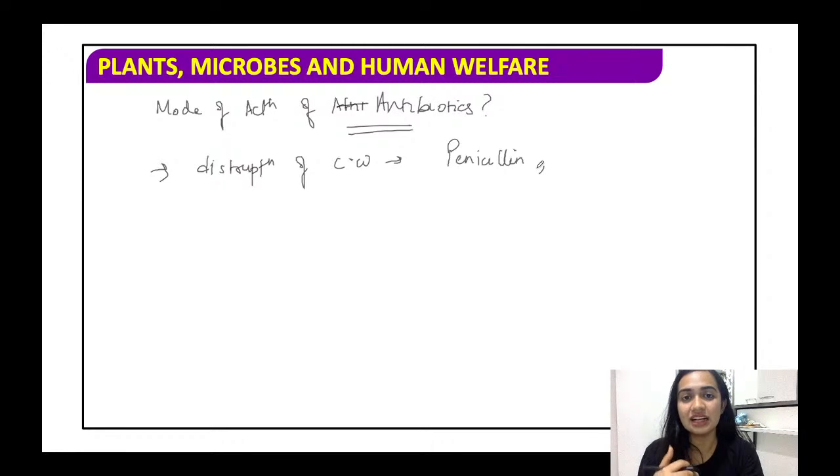So now it is very easy for the body or the antibiotic to go and directly kill the affecting microbe or the pathogen. So that is what is the mode of action. It can be even due to it stops the process of translation.